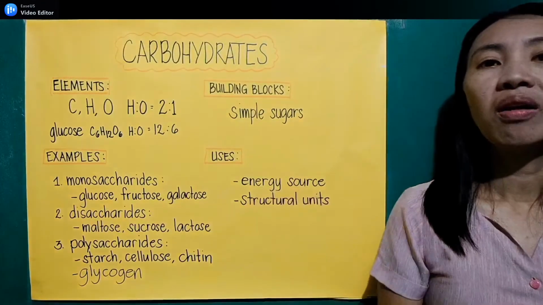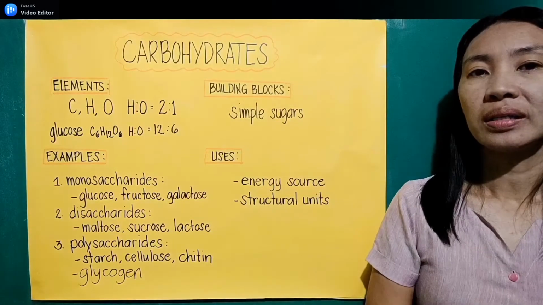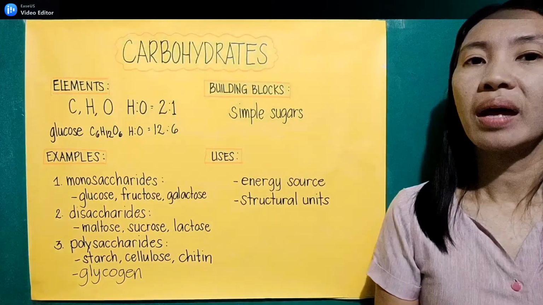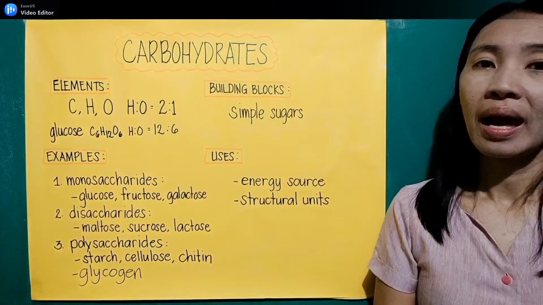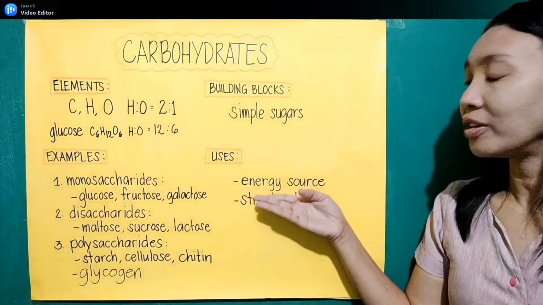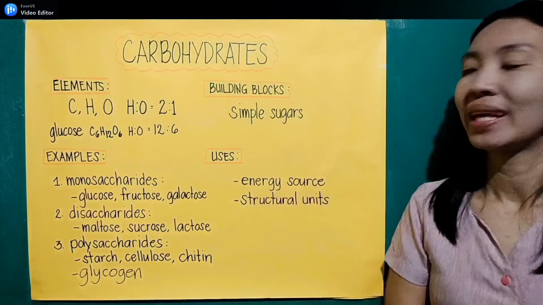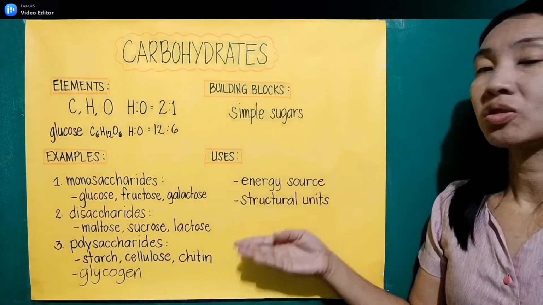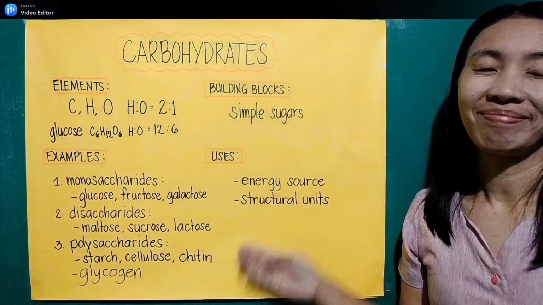The uses of carbohydrates in organisms pretty vary. The main thing that we talk about with carbohydrates is that most organisms use it as a primary fuel or their main energy source. And carbohydrates are also used as structural units.